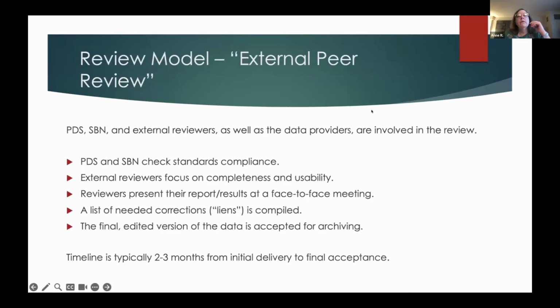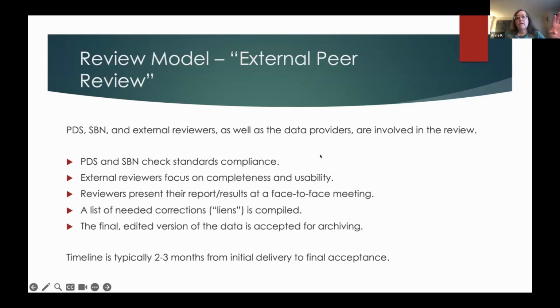Yep. So our review model, our external peer review, goes like this. The reviewers involved are the PDS generally, there's a central evaluation. The small bodies node in particular are external reviewers who are required to be not employed by the Planetary Data System Small Bodies Node and not involved in creating the data product to begin with. And then we also include the data providers in the review process. It just makes everything go easier.